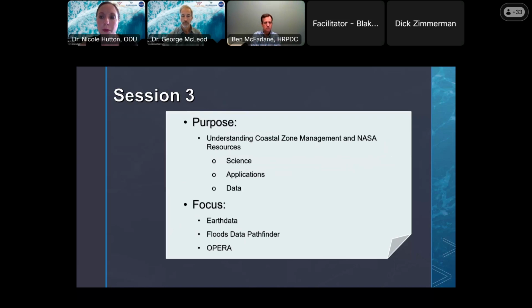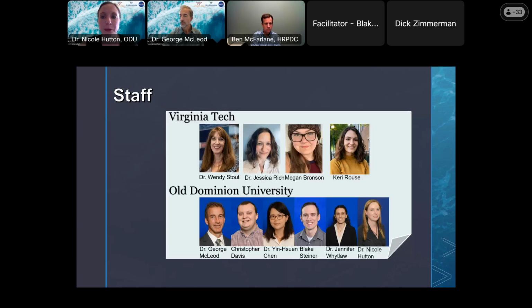The purpose of today's workshop is to understand flood management and NASA resources, including the associated science, applications, and data. We will focus on the Worldview Earth data, Floods Data Pathfinder, commercial data, and Opera products, including DSWX and land surface.